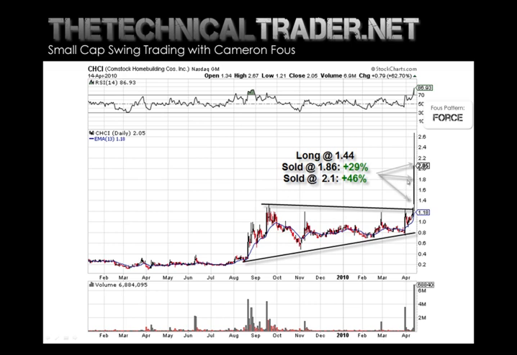I took half profits at 186 as we were moving up because it was just such a big move after we bought in. I was like, man, I needed to take at least half this profit here, and maybe this stock can keep moving forward. From there, the stock actually went all the way up to 260, but before it went up to 260, I took advantage around the $2 range at 210 for 46% on my second half.